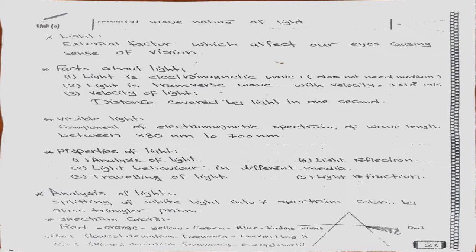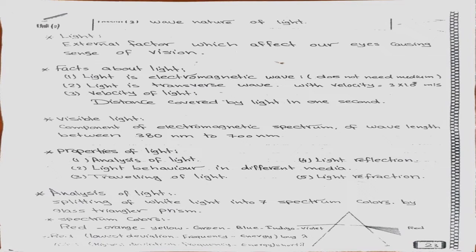Some facts about light. You have to know that light is an electromagnetic wave, and we took this before. Electromagnetic wave means it travels in vacuum, doesn't need a medium. Then light is a transverse wave. Transverse wave means that light consists of crest and trough.